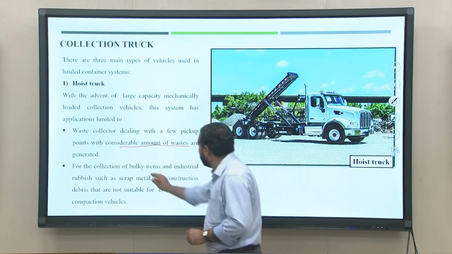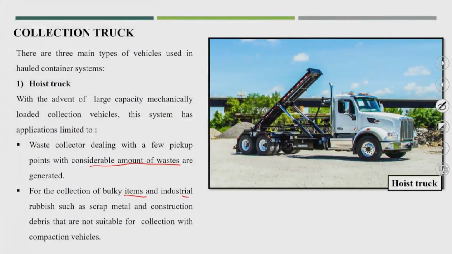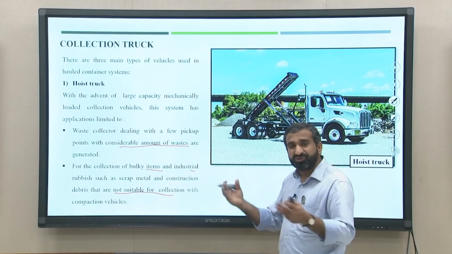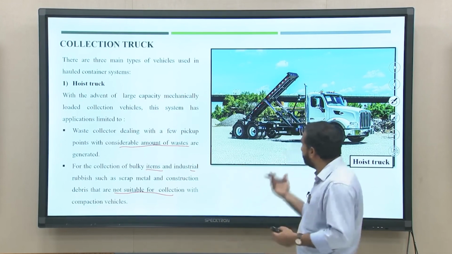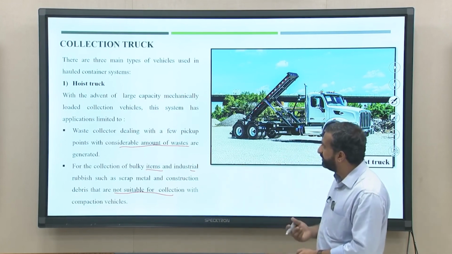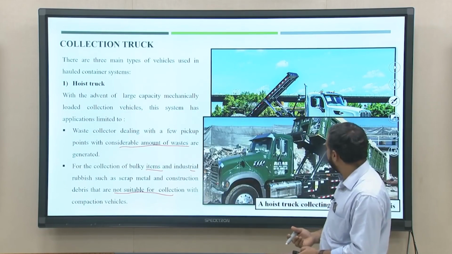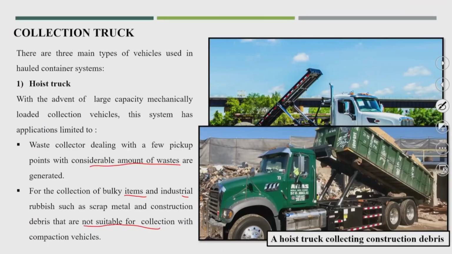For the collection of bulky items or industrial rubbish such as scrap metal, compaction vehicles are not suitable. In that case, the hoist truck is more beneficial for hauling large size and bulky materials, and also where there is more waste. Wherever the waste generation is more, these kinds of vehicles are highly beneficial. See here another hoist truck collecting construction debris.